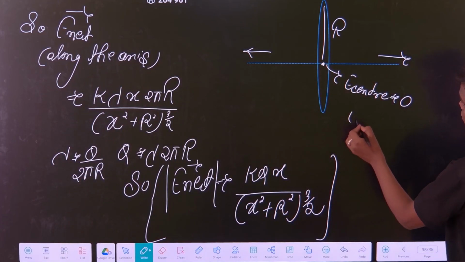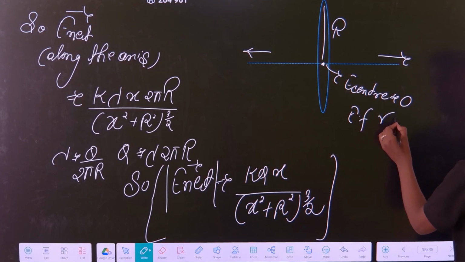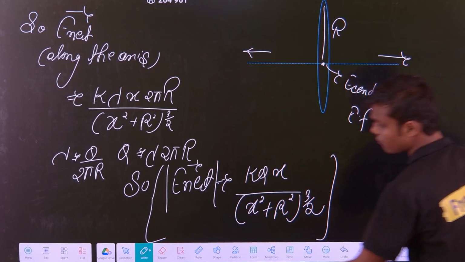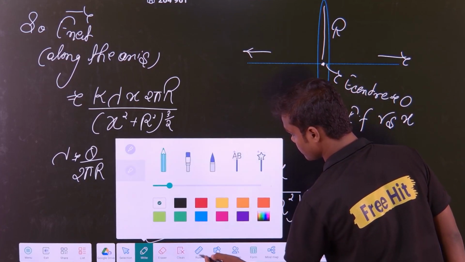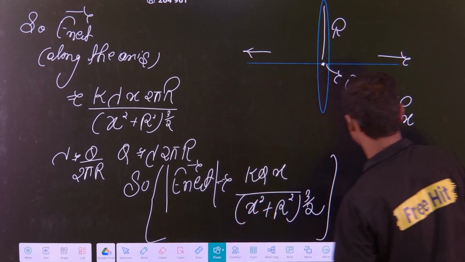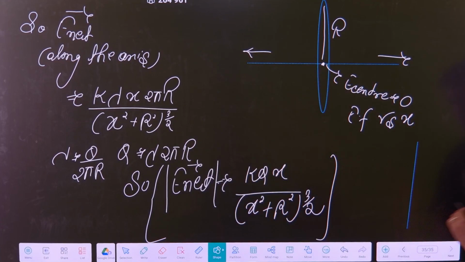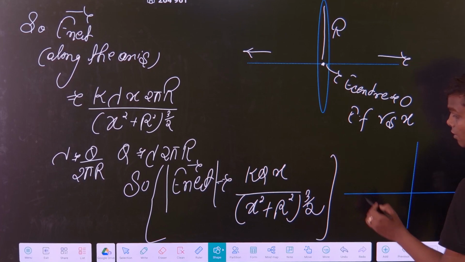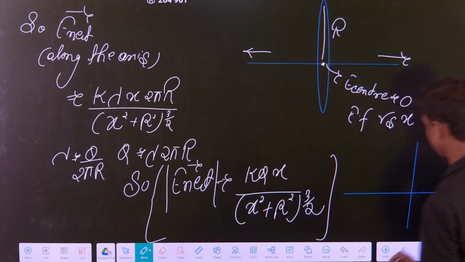So if I draw my electric field versus x, the graph looks like this, and this graph is asked so many times, so you just remember this graph, that is very important. What is the graph? The graph is very simple.